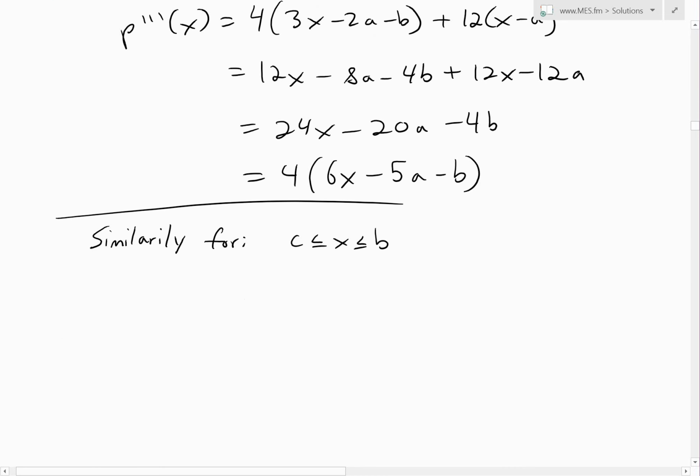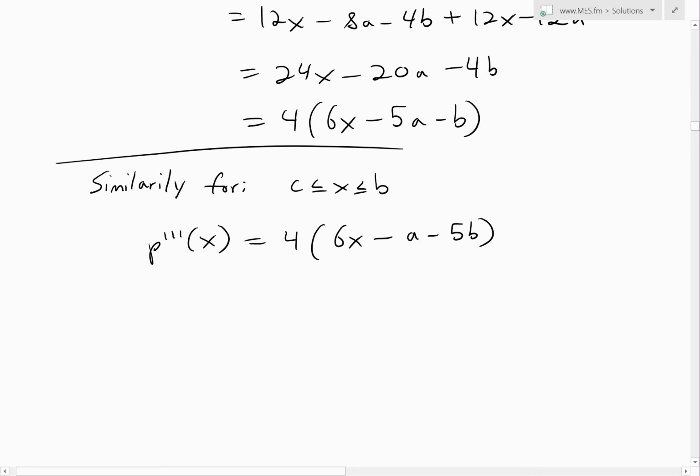So similarly, and I don't want to write it over again, you could do it yourself, you will get the same thing, but the a and b coefficients were different, so they'll be different in this final result. So 6x minus what we'll get here, 5a, instead we will get just a, and then minus 5b. So just following the pattern, that's what we get.